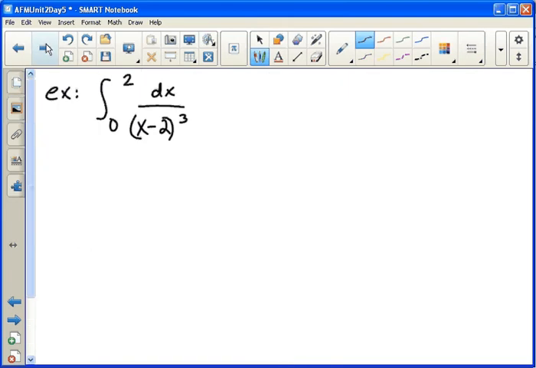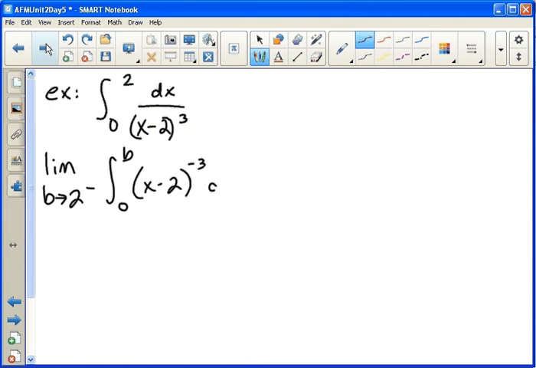Okay, next up we've got the integral from 0 to 2 of dx over x minus 2 cubed. Now this time the 2 is going to cause the problem. 0 is fine. You can do 0 minus 2 and then negative 2 cubed. No big deal. But 2, on the other hand, we can't do. So we do the limit as b approaches 2 from the left. Integral from 0 to b. And I'm going to bring the x minus 2 up top and get this.